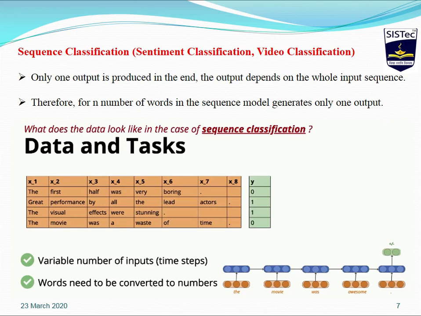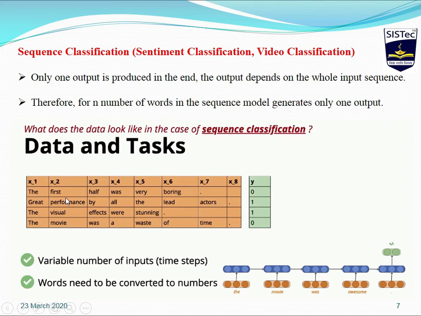So suppose your task is to identify whether a sentence is positive or negative. So the task is sentiment analysis. Now this is a sentence: the first half was very boring. This is a negative sentence, so it is represented by 0, and if the sentence is positive, then it is represented by 1. So, great performance by all the lead actors, this is a positive sentence, so the output is 1.